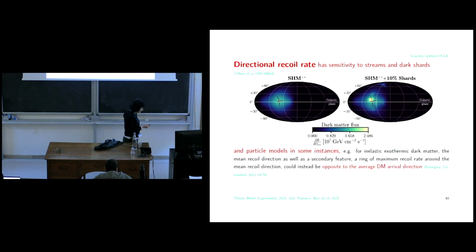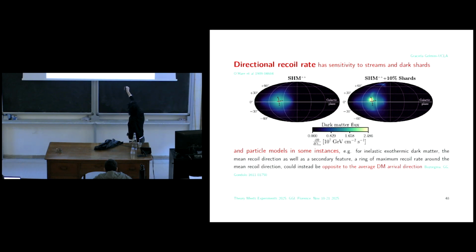Now, here it is the following. I mentioned these dark shards. Well, the dark shards would generate a blob of some sort outside. So this is the SHM++. So now you know this is the SHM plus the Enceladus feature. This is the SHM++, and this is plus 10% of the dark matter in these shards. 10% can be a lot, right? Maybe smaller, and the effect will be smaller.